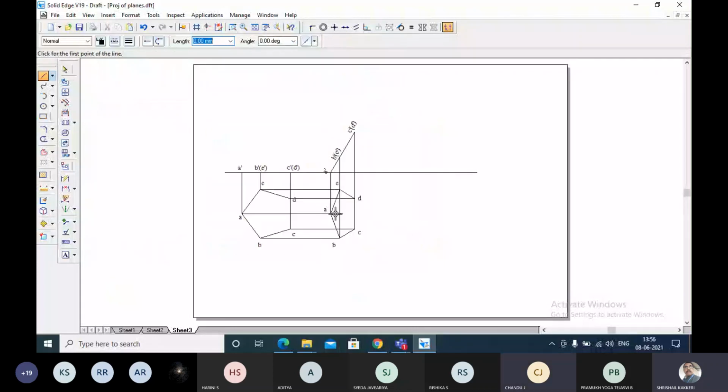Now we have come to the problem. A pentagonal lamina of sides 25 is resting on one of its corners, and the surface of the lamina is making an angle of 60 degrees with respect to the horizontal plane. The edge opposite to the corner on which it rests, CD, is making an angle of 45 degrees with respect to the vertical plane. And another condition they have given us, and is nearer to the observer.